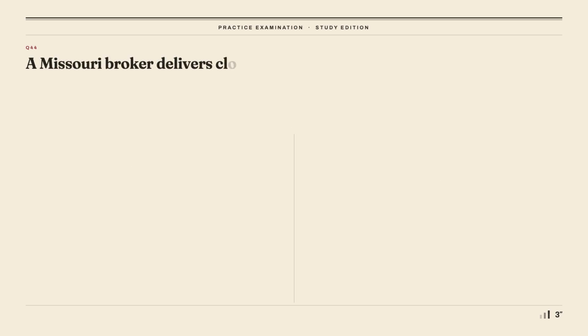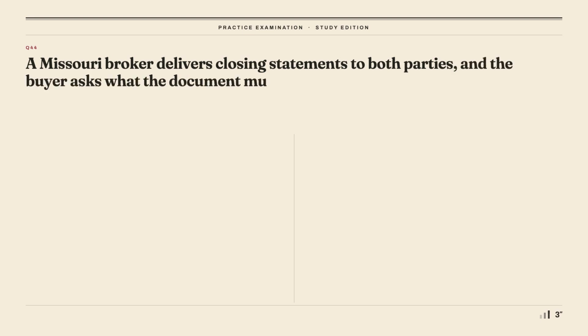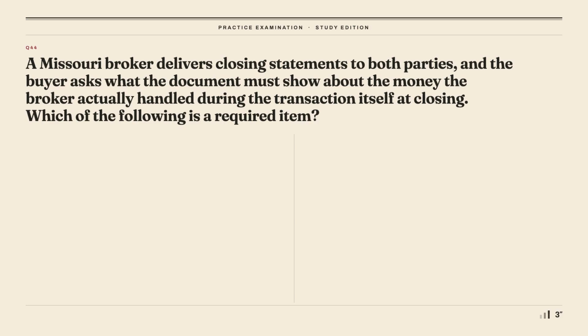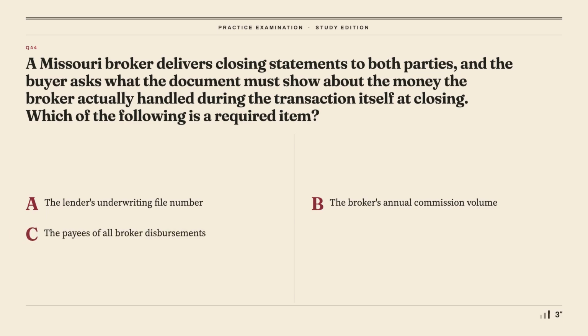Question 44. A Missouri broker delivers closing statements to both parties, and the buyer asks what the document must show about the money the broker actually handled during the transaction itself at closing. Which of the following is a required item? Your options are A. The lender's underwriting file number, B. The broker's annual commission volume, C. The payees of all broker disbursements, D. The listing agent split with her broker. What's your answer? Commit to one before I continue.